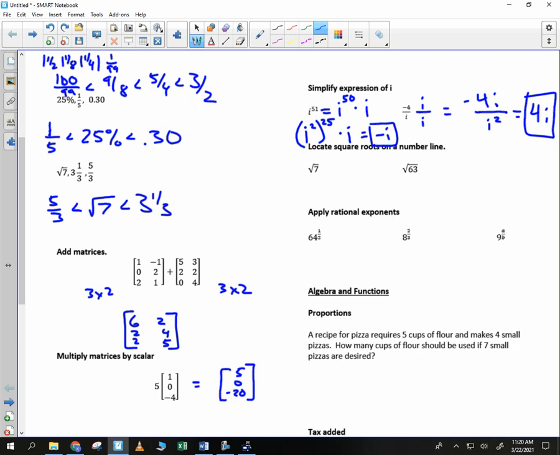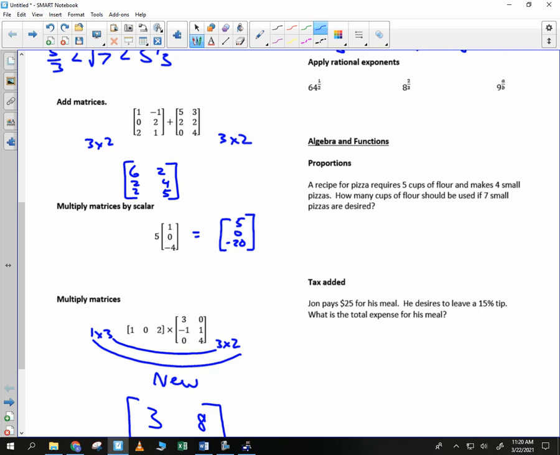Locating square roots on a number line. Square root of 7 is between what two integers? 2 and 3. Square root of 63 is between what two integers? 7 and 8. Knowing that approximation is helpful, folks. Just knowing that it's further to one side than the other.